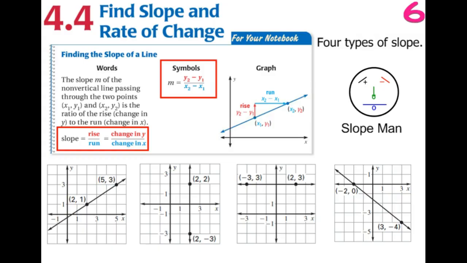Second part of our lesson is on slope, finding slope and rate of change. So there are 4 types of slope. We always read slope like a book from left to right.